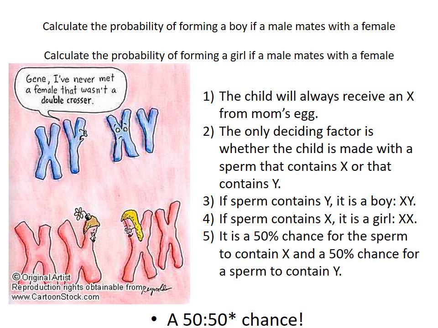So before we move on to some Punnett squares with X-linked and Y-linked genes, I just want to take a look at what are the chances of getting a boy versus getting a girl. So remember that the child will always receive an X from mom, so it's a 100% chance of getting an X from mom. The only real deciding factor again is what you get from dad. And so if you get Y from dad, you're a boy. If you get X from dad, you're a girl.